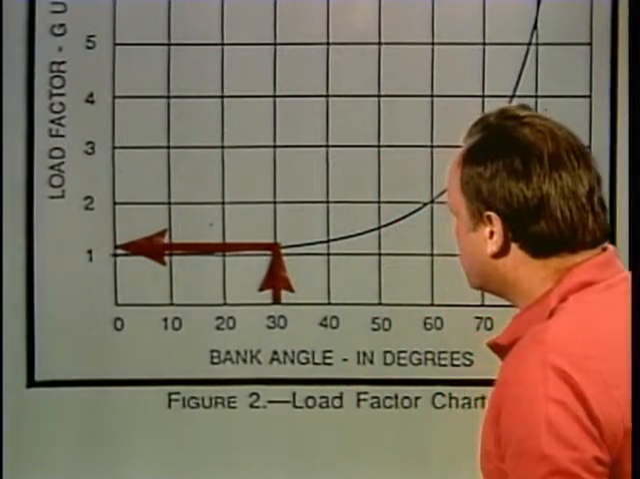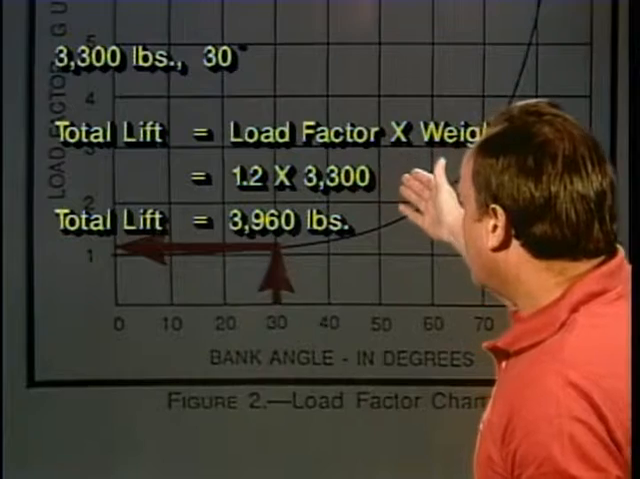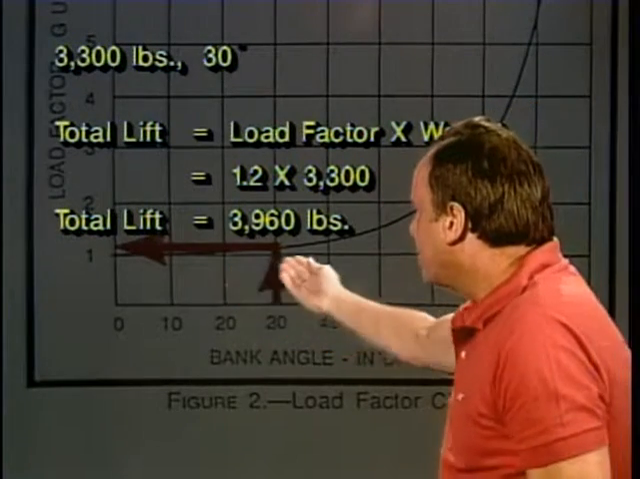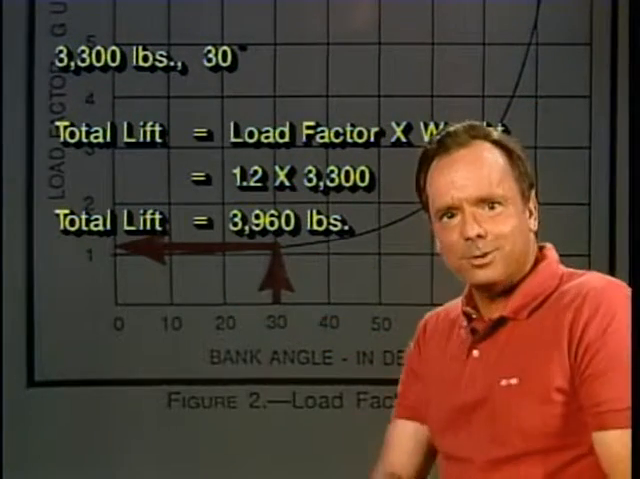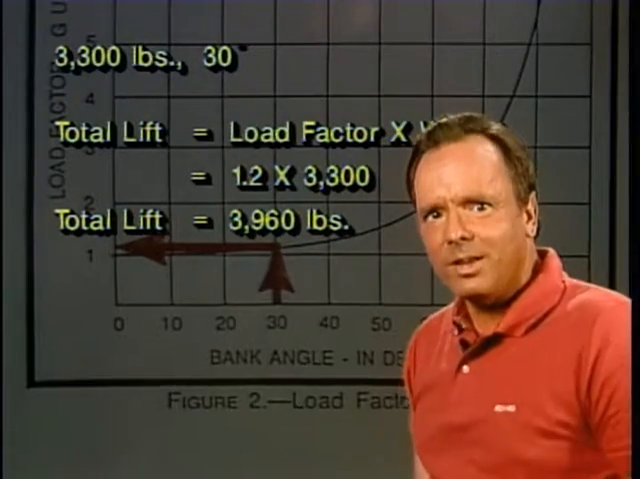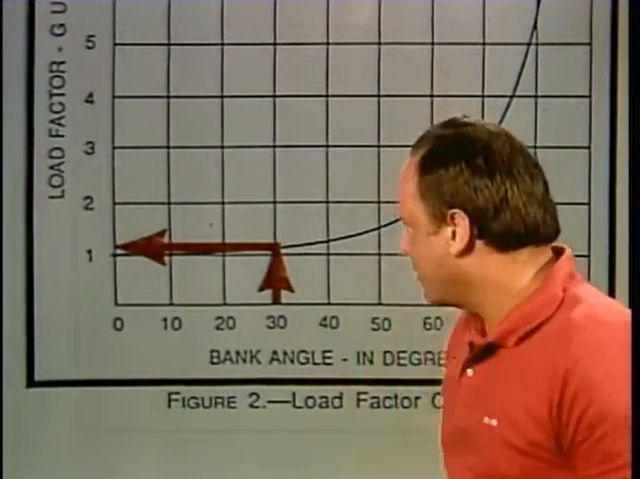Well, let's take a look at the numbers. If the airplane weighed 3,300 pounds in the first place, and you multiply that times 1.2 G's, now you're going to find out the airplane weighs 3,960 pounds. You just punch that out with your calculator. Let's do another one. Let's take a look at another airplane. Let's put this airplane into a bank and see what happens.